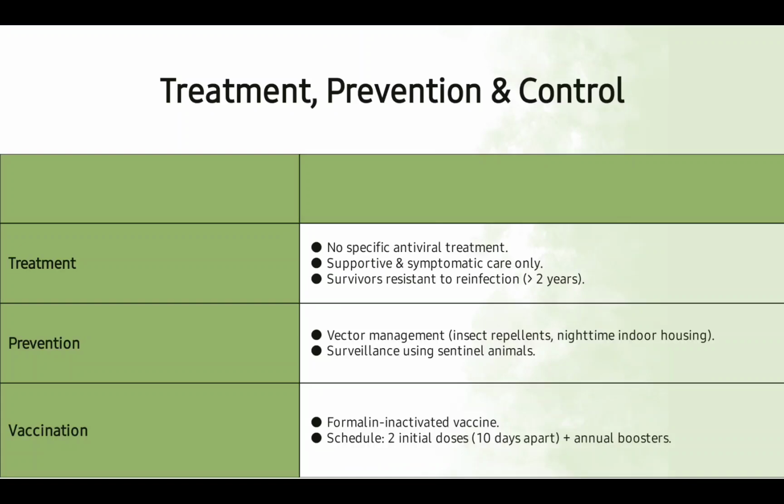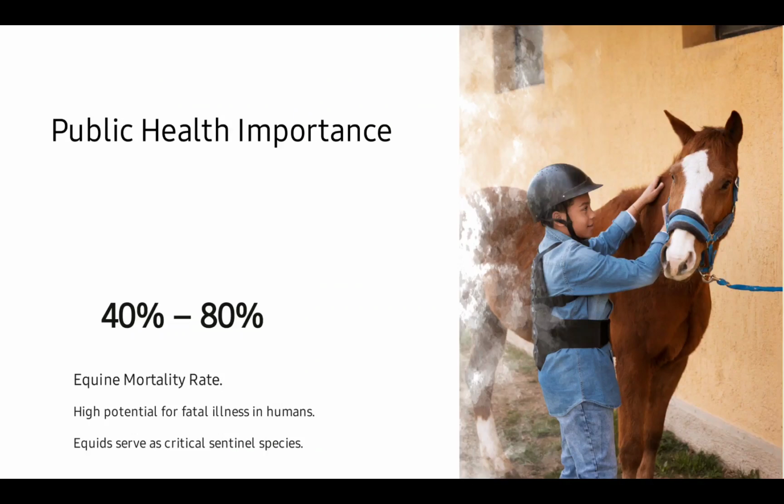We fortunately possess highly effective formalin-inactivated vaccines for equines. We must strictly adhere to a schedule of 2 initial doses administered 10 days apart, followed by annual boosters. 40 to 80%. That staggering mortality rate in our equine patients is a massive red flag, signaling a high potential for fatal illness in humans because this is a deadly zoonosis.